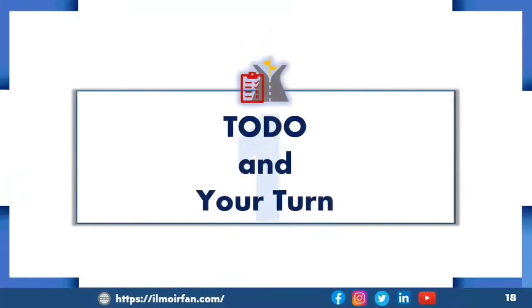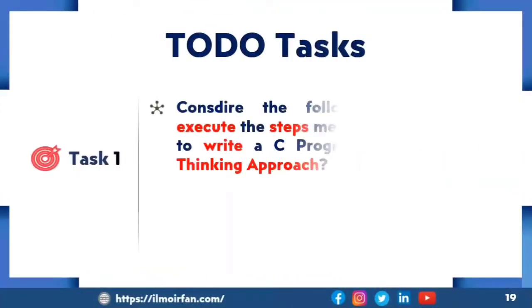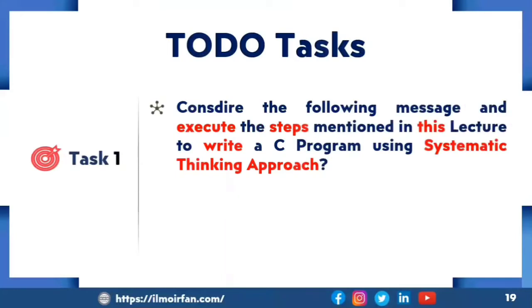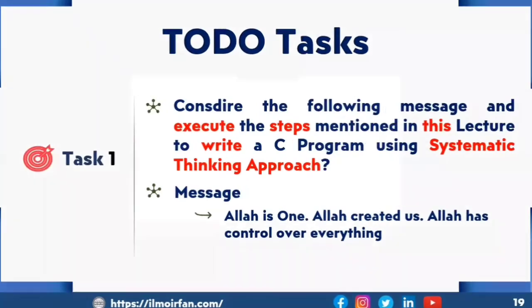To do and your turn tasks. The to do task for this part of lecture is consider the following message and execute the steps mentioned in this lecture to write a C program using systematic thinking approach. Message is Allah is one, Allah created us, Allah has control over everything.